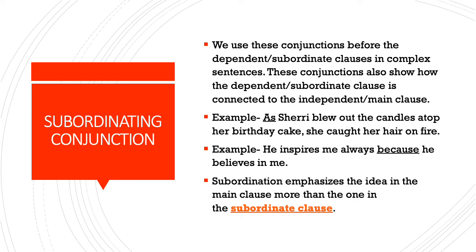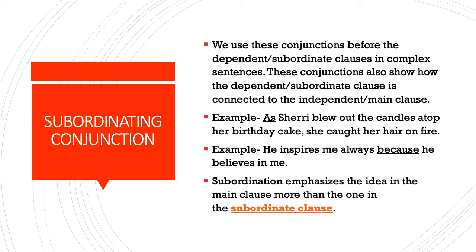Okay. Now coming to subordinating conjunctions. This is the third type of conjunctions that we are looking into. We use these conjunctions before the dependent or subordinate clauses in complex sentences. So remember children, when I was telling you about dependent clauses, I had told that the dependent clause begins with a conjunction which I will be teaching you now. See, these conjunctions also show how the dependent or the subordinate clause is connected to the independent or the main clause. Okay.